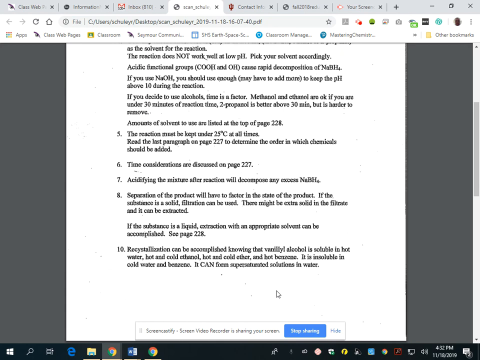Here is some information I will give you about recrystallization solvents. Vanillyl alcohol is soluble in hot water, hot and cold ethanol, hot and cold ether, and hot benzene. It is insoluble in cold water and benzene. You might want to look up which one of those 2 chemicals would probably be the easiest to work with, and you can probably guess which one that is. So a lot of this is not brain surgery. If you just read through the procedure, you can see what's going on with it.